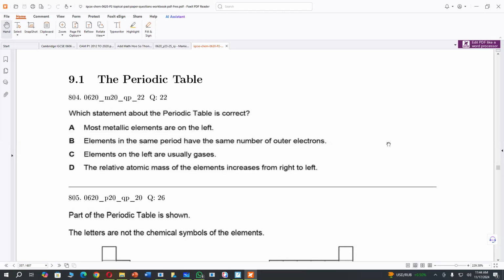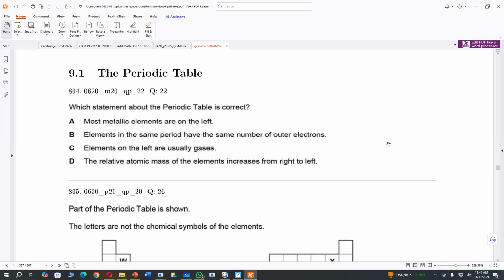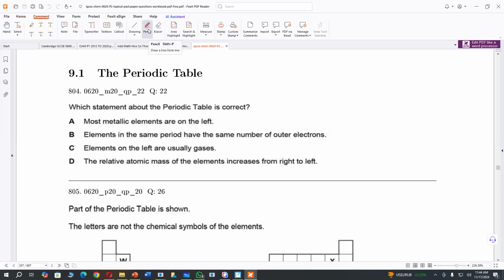Elements in the same period have the same number of outer electrons. This is wrong. Why is this wrong? This is wrong because in the same period, they have the same number of shells. Elements on the left are usually gases. This is wrong because normally they are not gases. Normally they are solids.